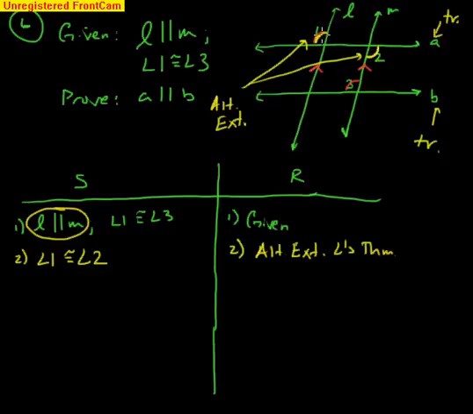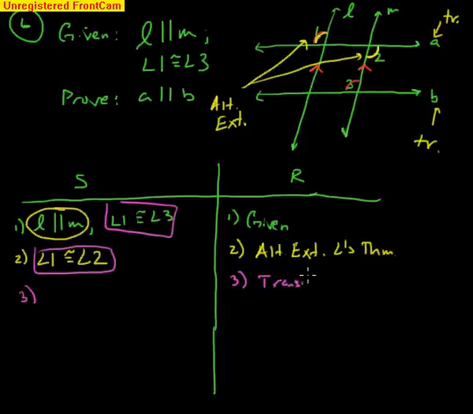So now look at all three of your angles. Congruent, congruent, congruent. They're all congruent to each other. If angle 1 is congruent to angle 3 and angle 1 is congruent to angle 2, we can use the transitive property. Angle 3 is congruent to angle 1, angle 1 is congruent to angle 2, so angle 3 is congruent to angle 2. We can say that angle 2 is congruent to angle 3 by the transitive property.